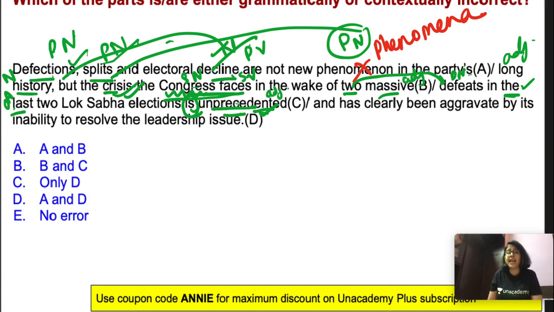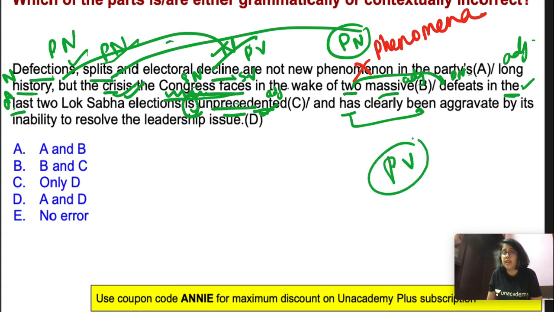Okay, and has clearly been aggravated. Has plus been plus V3 should be used because the sentence is in passive voice. By plus doer, so the sentence is in passive voice. So here V3 should be used. Aggravate is incorrect. Aggravated should come.